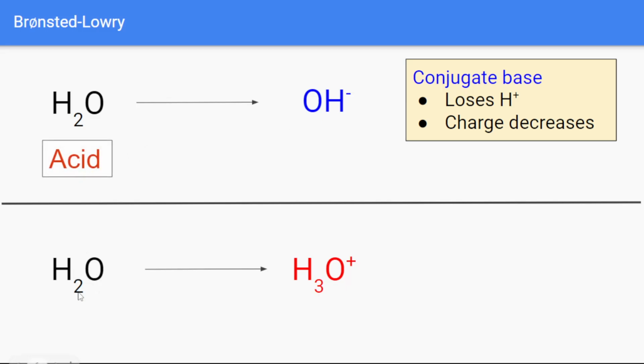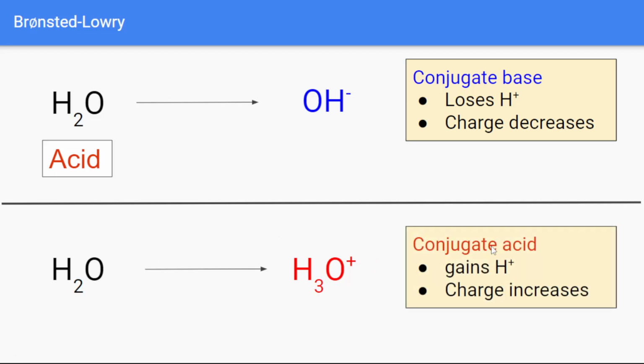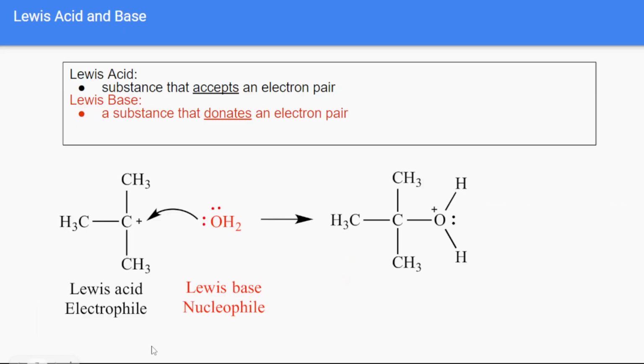Now, when your substance gains a hydrogen and the charge increases, like here, from a 2 to a 3, and then a 0 charge to a +1, that's a conjugate acid. The new substance is a conjugate acid because it gained hydrogen and the charge increased. The original substance is a base. Lewis acids accept electrons and Lewis bases donate electron pairs.